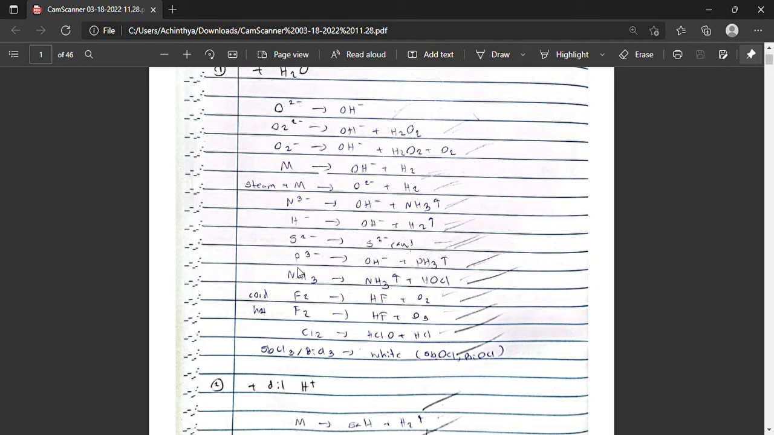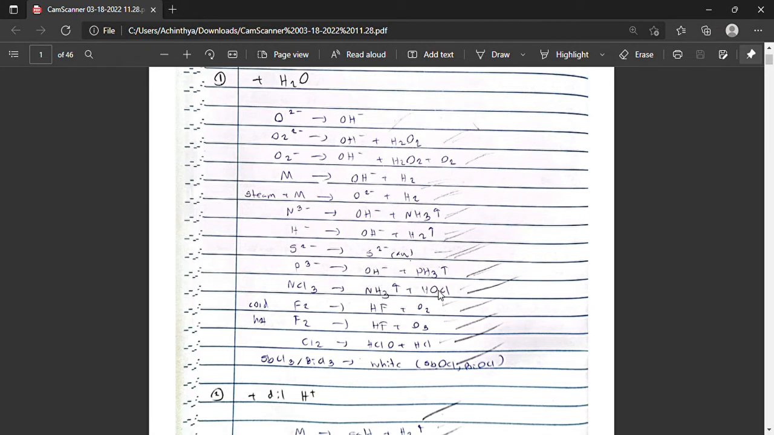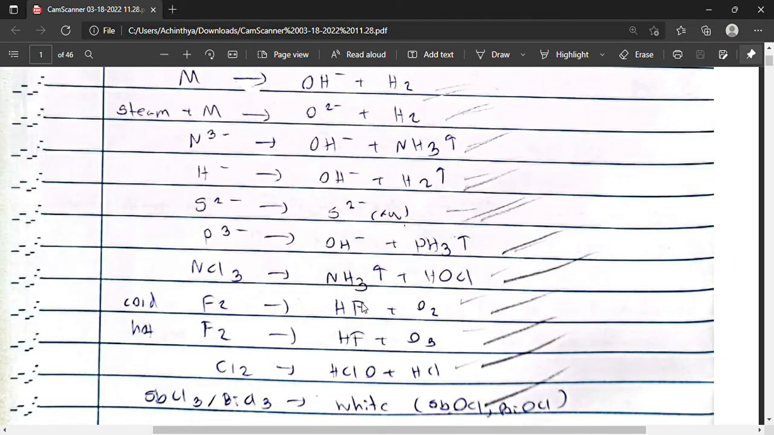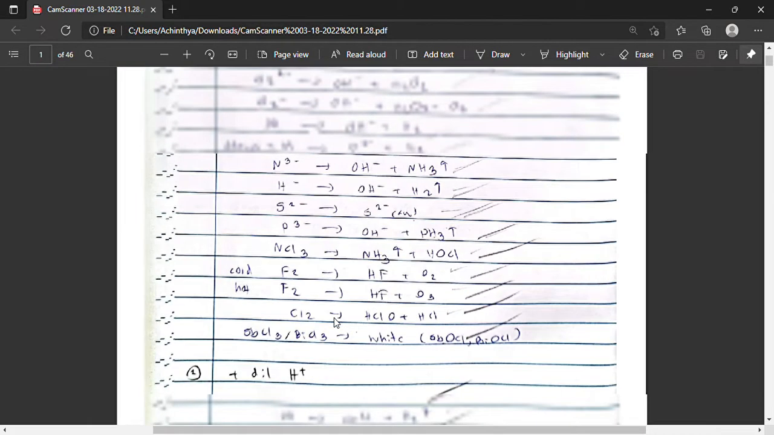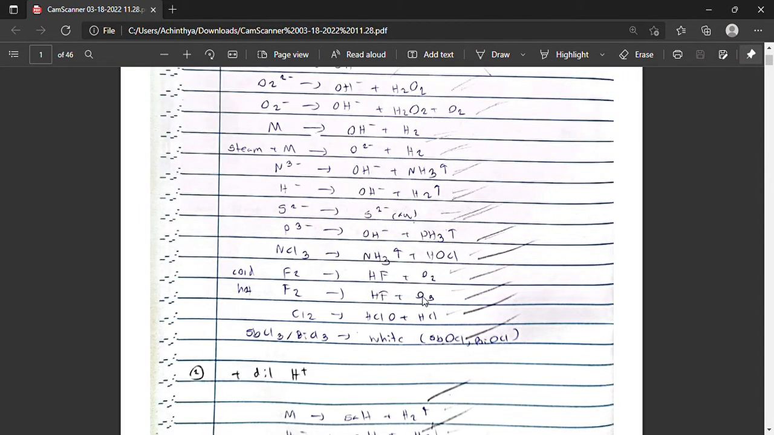gas. If we add water into nitrogen trichloride, we would get ammonia and hypochlorous acid, which is the bleaching agent. If we add cold water into fluorine, we will get hydrofluoric acid and oxygen, while if we add hot water into fluorine, we will get hydrofluoric acid and ozone.